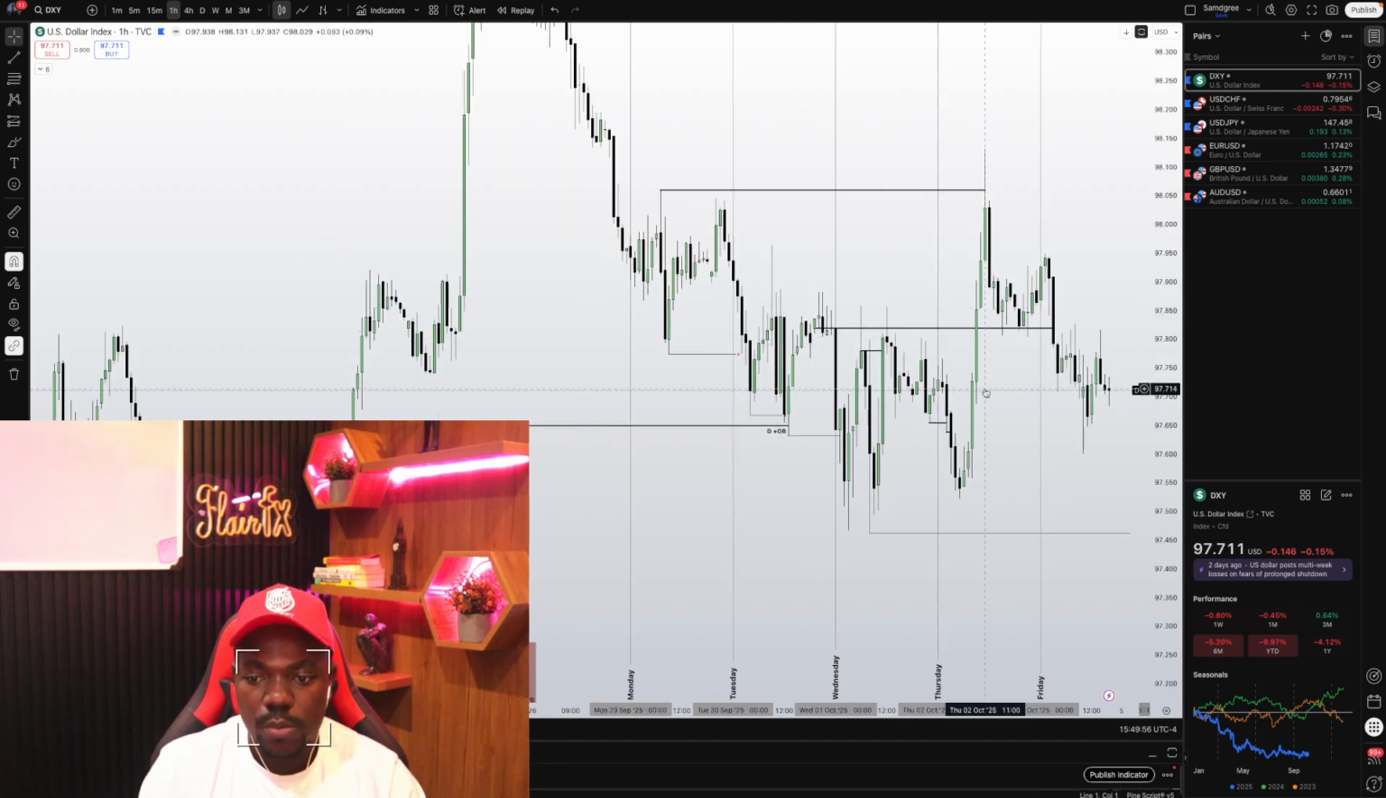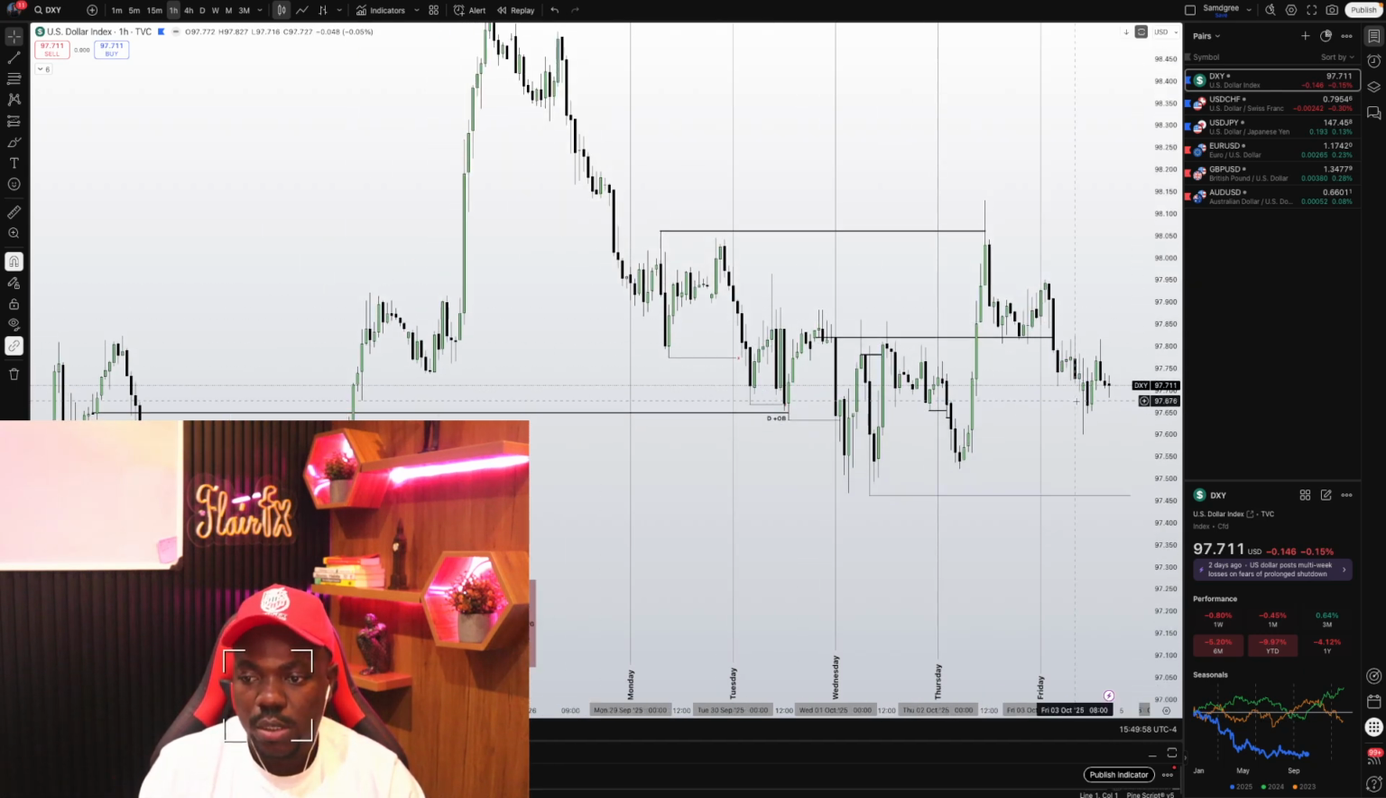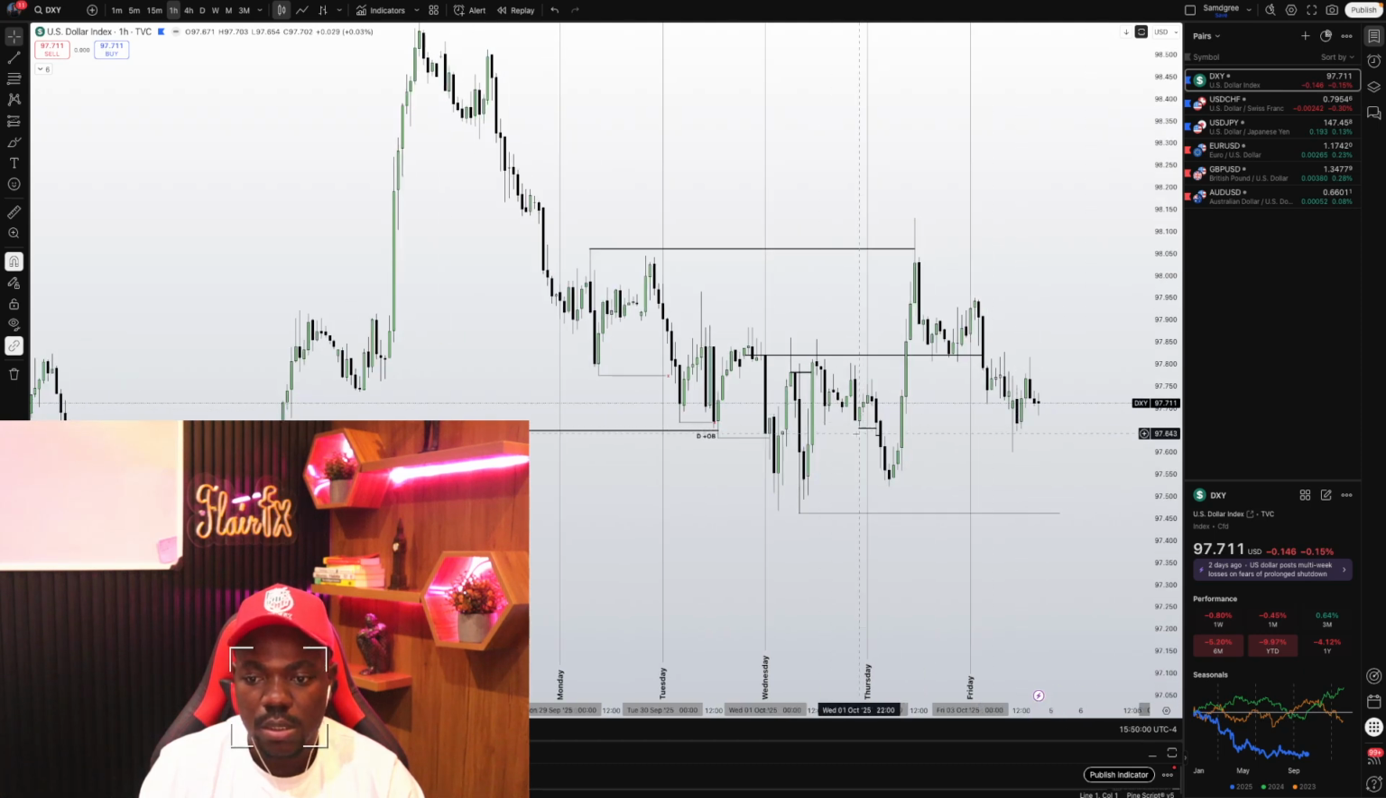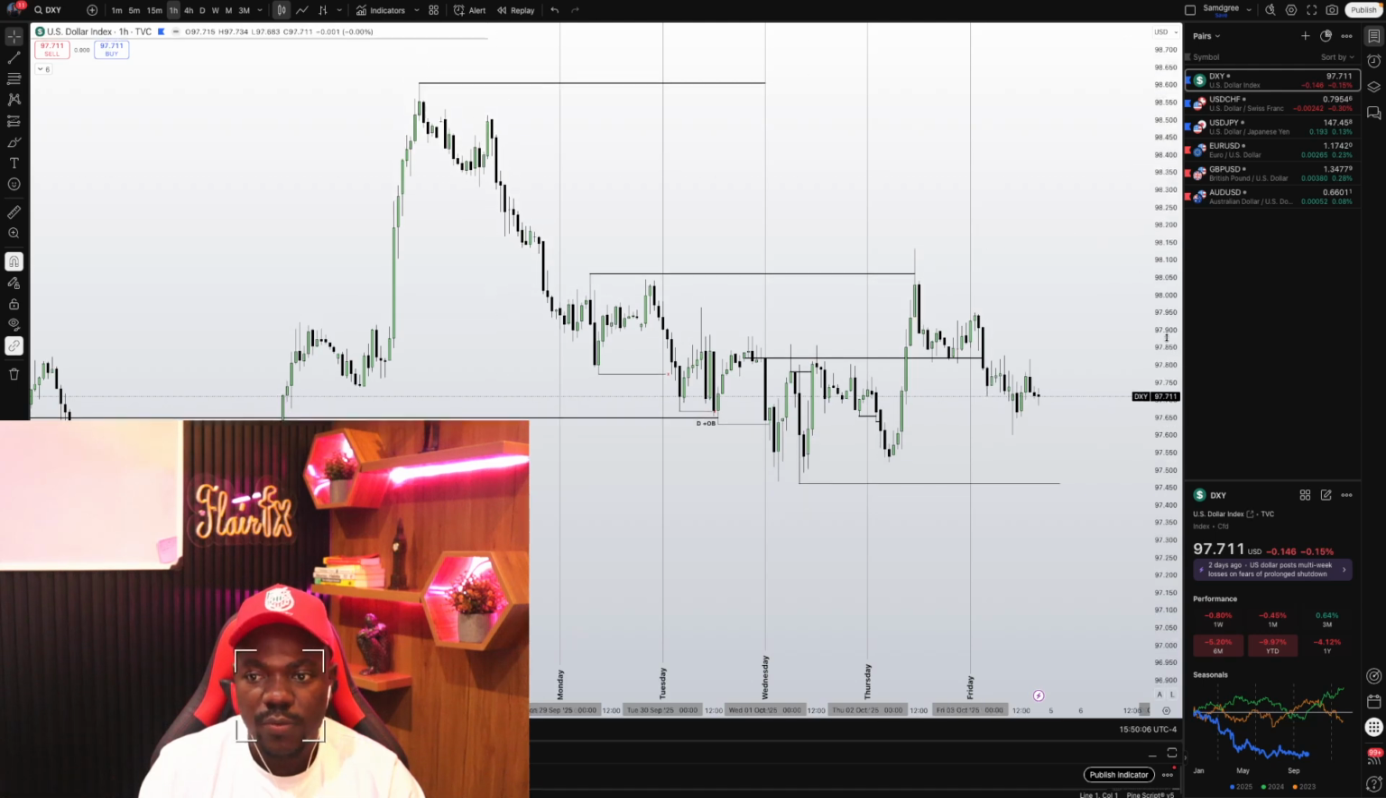We did tap into the level I wanted earlier. So this is the level I wanted, this daily order block. Like I explained in the previous video, I told you guys that I want DXY to be bullish, so that USD Swiss franc will be bullish and JPY should be bullish, right? The other currency pairs like Euro, pounds, and AUD should be bearish.